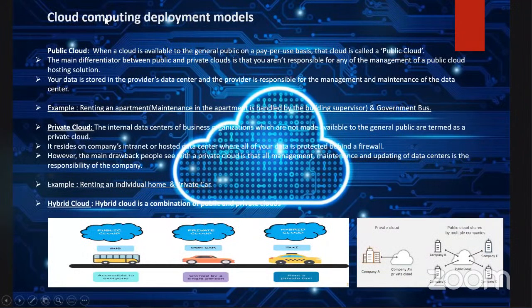Okay, so you have to understand the deployment model. It is very important. Okay, so there is a question, you have to answer this.